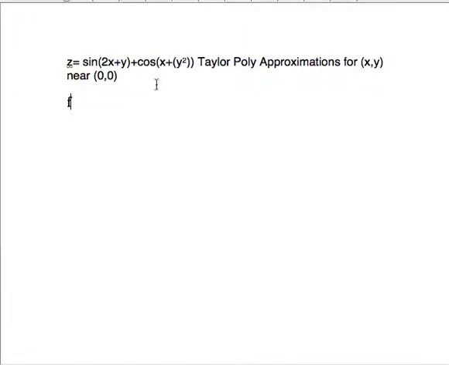Here we go. So the first one we're going to work on is f of x, y. That is going to equal, well, we have sine 2x plus y, and we're looking at the partial derivative of x. So the derivative of 2x is going to be 2. So 2, what is the derivative of sine? Sine is going to be cos. 2 cos 2x plus y. Now we're going to use the same method to find what cos x plus y squared is. Well, the derivative of x is 1, and the derivative of cos is negative sine. So we're going to do negative sine x plus y squared.